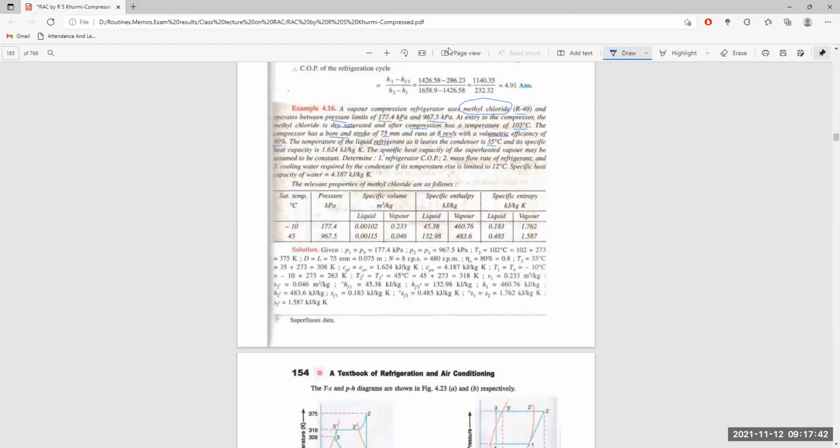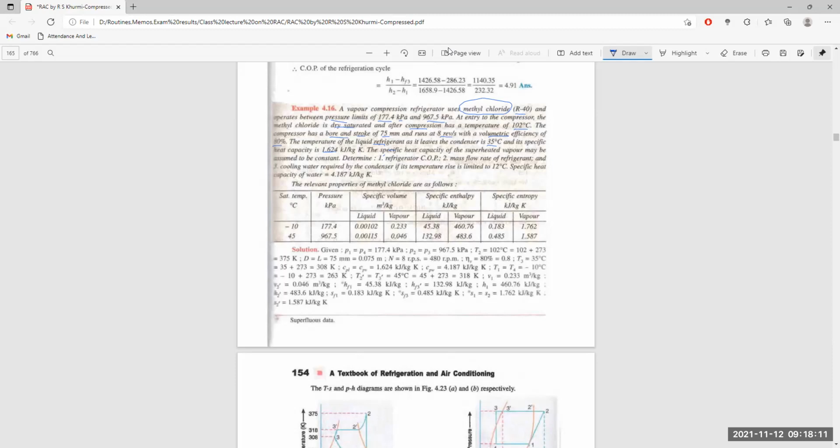And the specific heat capacity is given as 1.627 kilojoule per kg degree Kelvin. The specific heat capacity for superheated vapor may be assumed to be constant. So at the vapor stage, the amount of heat content per kg per degree rise in temperature is given as 1.625 for this type of refrigerant itself.